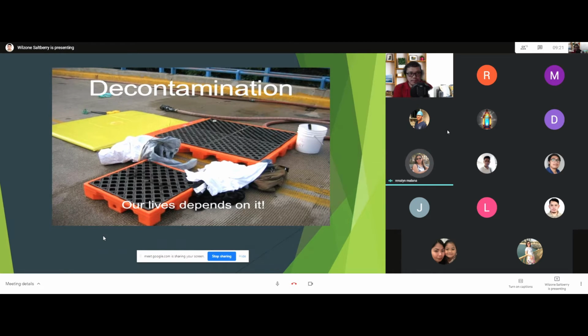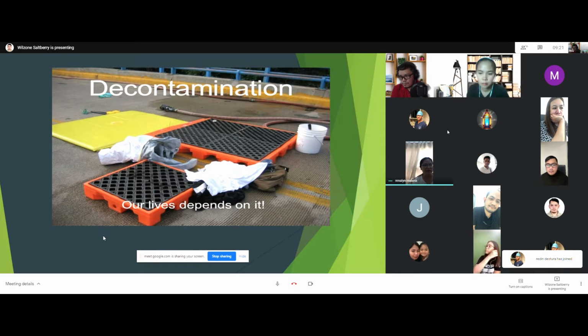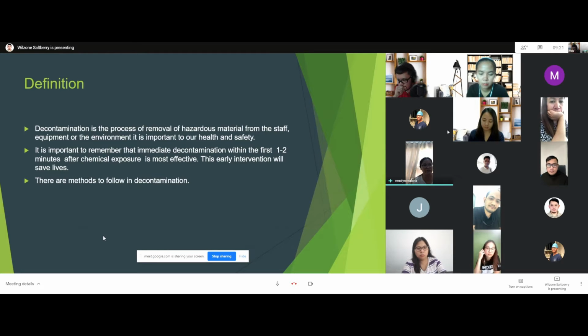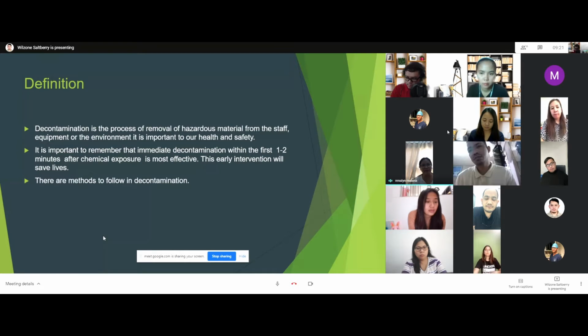Decontamination is the process of removal of hazardous material from the staff, equipment, or the environment that is important to our health and safety. It is important to remember that immediate decontamination within the first 1 to 2 minutes after chemical exposure is most effective. This early intervention will save lives.